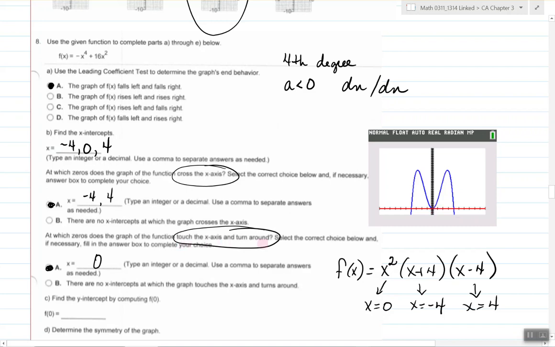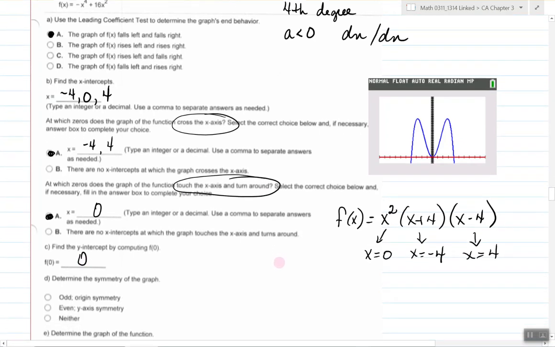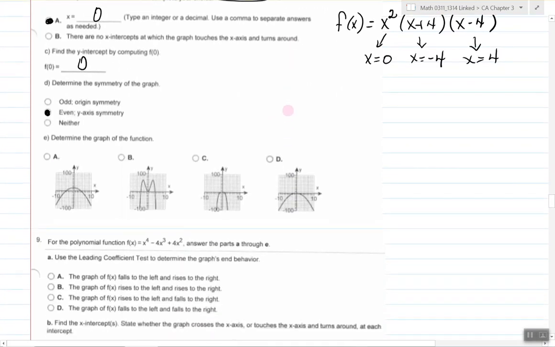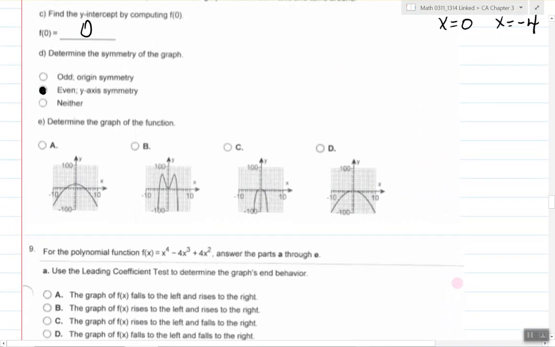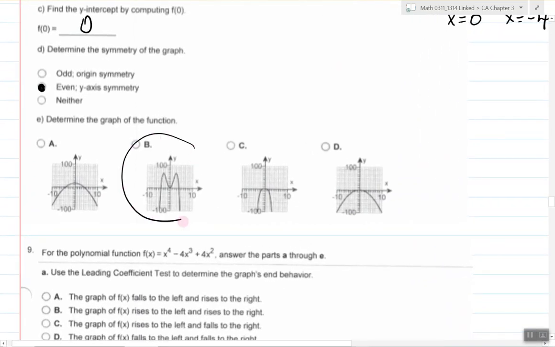The y-intercept is 0 again. This is another even function. We're supposed to determine the graph, and I think we can see pretty easily that it is this one.